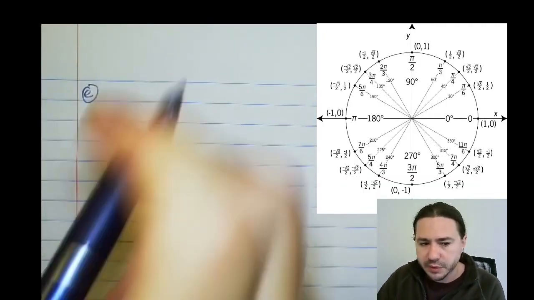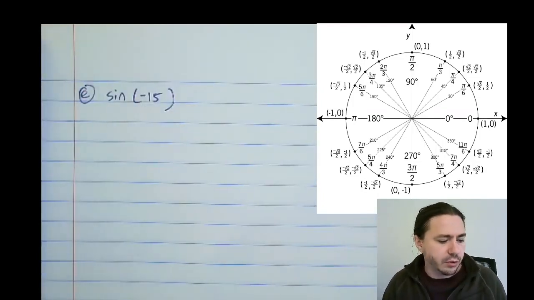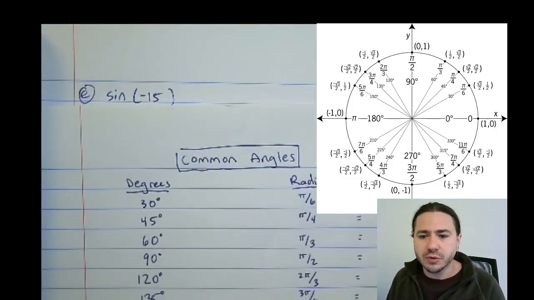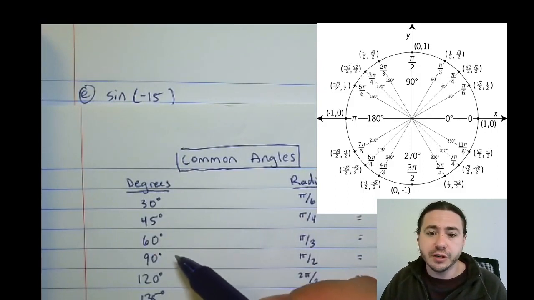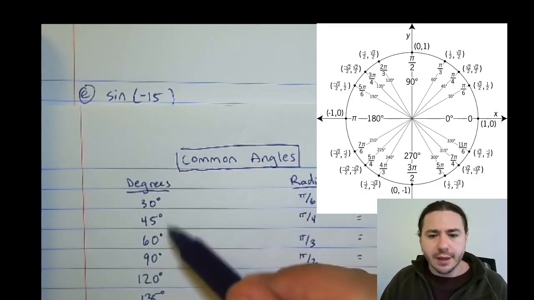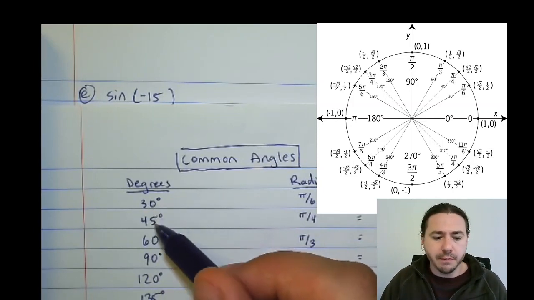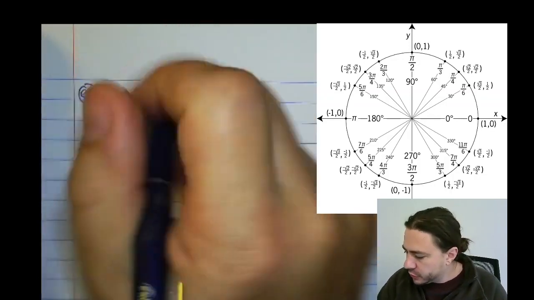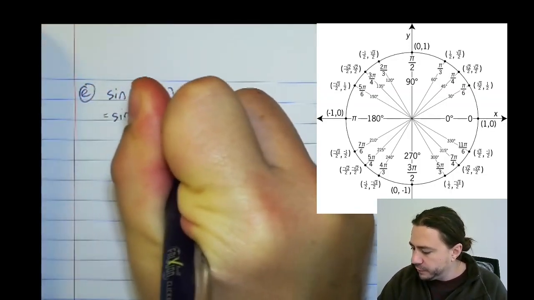Okay, so E would be sine of negative 15. Now it's a negative, so I'm probably going to want to find a difference of these angles where the difference is negative 15. This one's pretty simple. I would do 30 minus 45. So this would be sine of 30 minus 45.